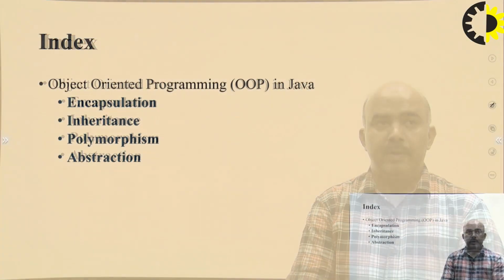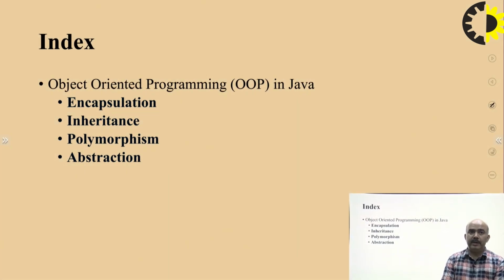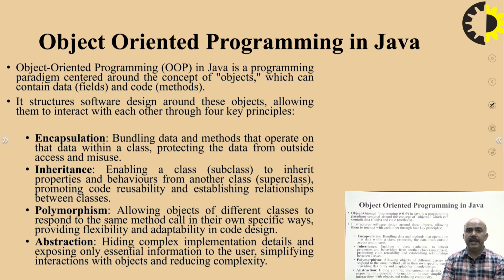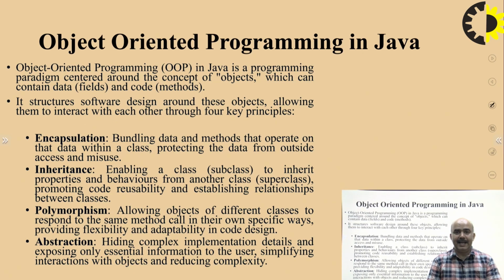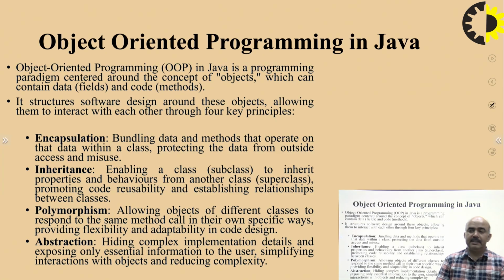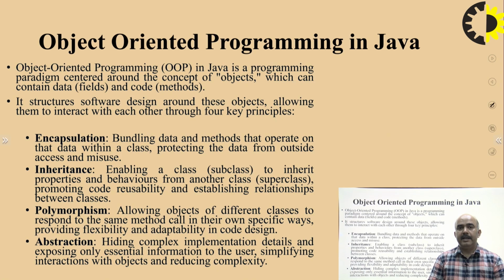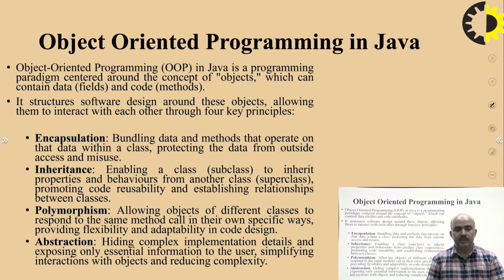As we already know, object-oriented programming is more about objects, classes and their methods. Classes are the ones in which we create objects, and those objects contain the data, and on the basis of that data we have to provide some methods in order to implement those objects. So, when you say object-oriented programming, Java is a programming paradigm centered around the concept of objects, which can contain data, which we also call fields, and code, which are methods.